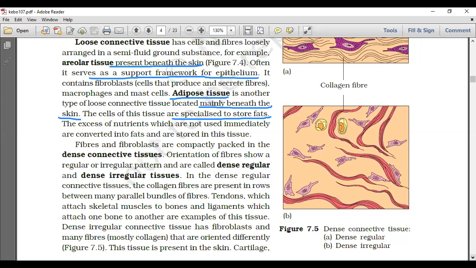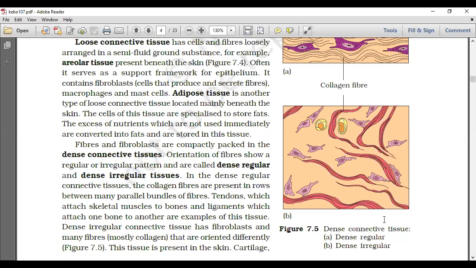The fibers and fibroblasts are compactly packed in the dense connective tissue. The orientation of the fibers shows a regular or irregular pattern, and these are called dense regular and dense irregular tissues.